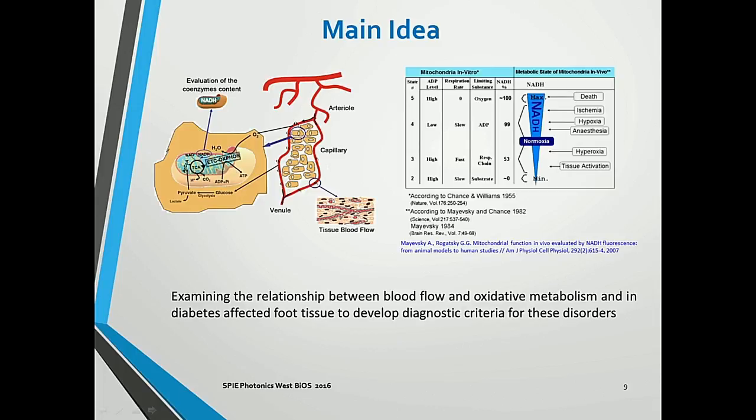There is no oxygen, there is no mitochondrial activity. And this is a normoxia, so-called. This is a death, when the highest level of NADH because of mitochondria dies: ischemia, hypoxia, anesthesia, the different levels. And if we have really well ventilated tissue with blood, oxygen, we have a comparably low level of NADH. This is the main idea.